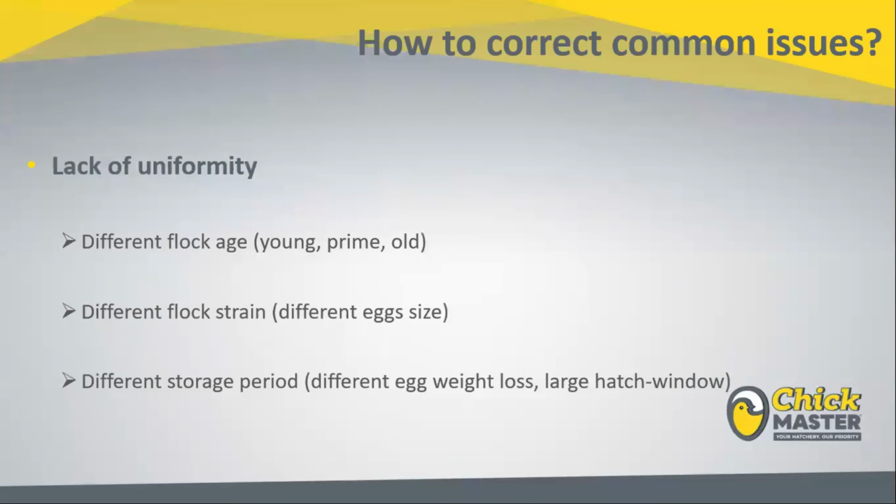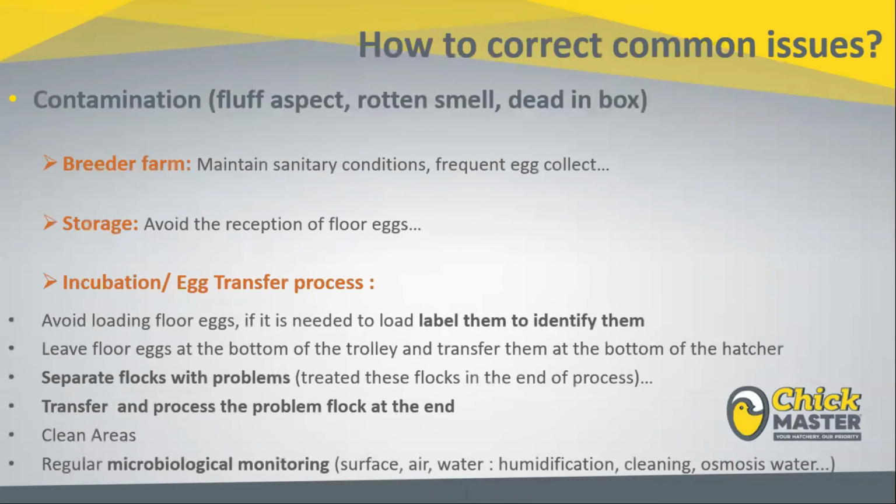If we are facing problems concerning uniformity, as we said, we should verify all parameters that can influence the egg weight, such as mixing different flocks. We should avoid mixing eggs from different flocks, ages, or different strains. We should avoid mixing eggs from different storage periods, as we will have different egg weight loss and a large hatch window.